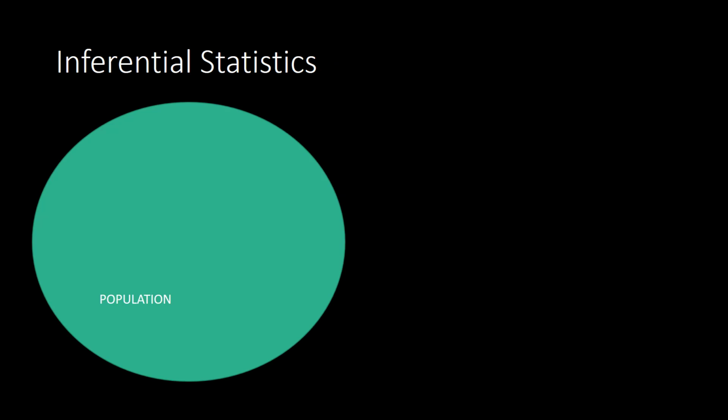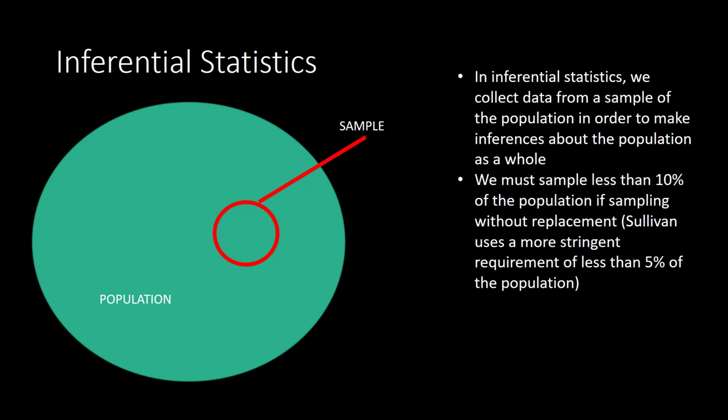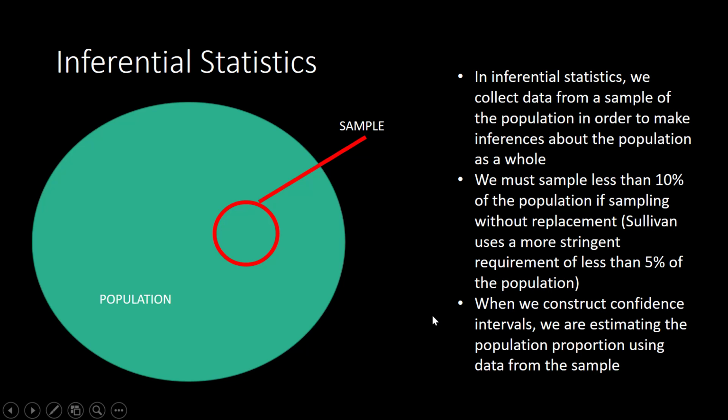Remember, we are working with inferential statistics. That means we take a sample from our population in order to make inferences about the population as a whole. We must sample less than 10% of the population if sampling without replacement. Your textbook author Sullivan uses a more stringent requirement and says that we must sample less than 5% of the overall population in order to consider our samples independent if we are sampling without replacement. When we construct confidence intervals, we are estimating the population proportion using data from the sample.